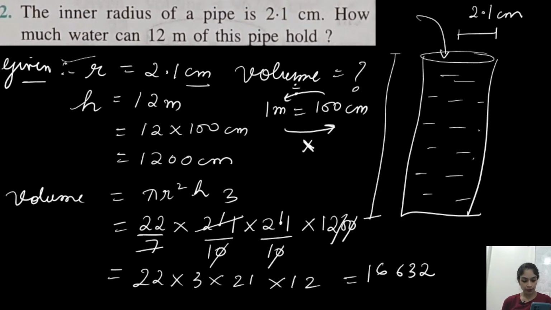Tarun has also given. Tarun, Rakshit, Zara. Okay. And what is the unit of volume? That also we have to write. So the unit of volume is cubic unit. So centimeter cube. Volume's unit is always cubic unit. So this is 16,632 centimeter cube. Here we always have to write the units.